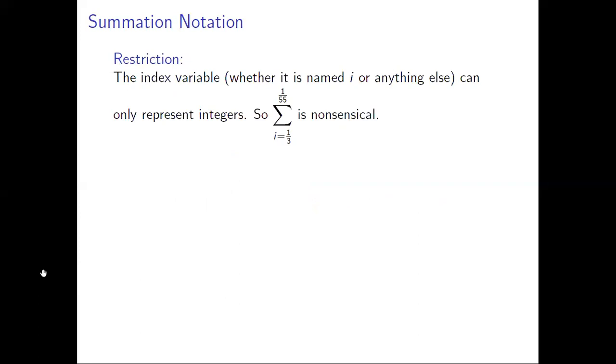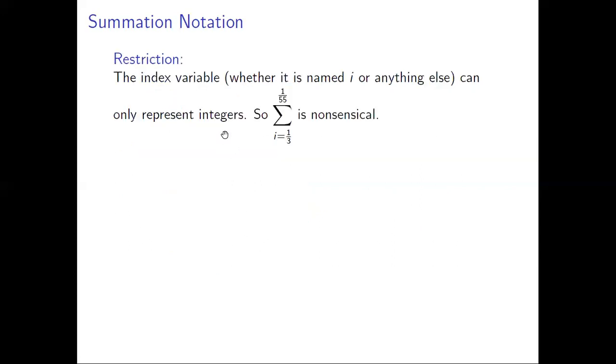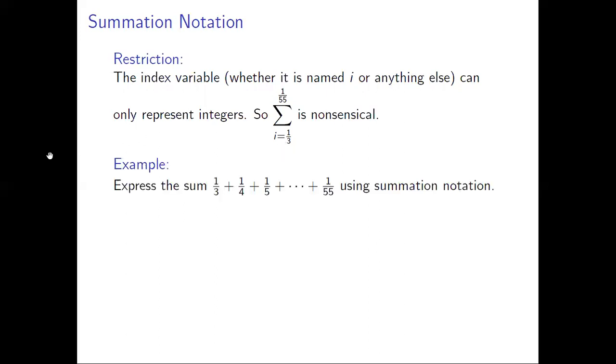Now, a restriction in summation notation is that the index variable, so this i we call the index variable, whatever it is, it doesn't have to be i, can only represent integers. So saying something like the sum from i equals 1/3 to 1/55 of whatever, that's nonsensical. i can only represent integers.